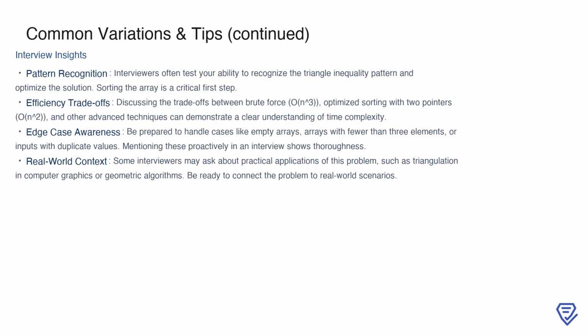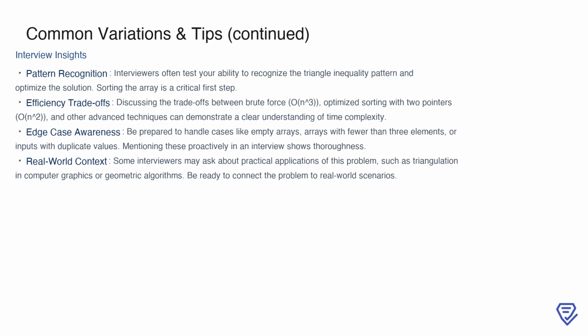Recognizing the triangle inequality pattern and understanding that sorting the array is a critical first step are key points interviewers look for. They also value your ability to discuss efficiency trade-offs. For example, while a brute force approach has a time complexity of O(n cubed), using sorting combined with a two-pointer strategy reduces this to O(n squared), demonstrating a clear grasp of optimization.